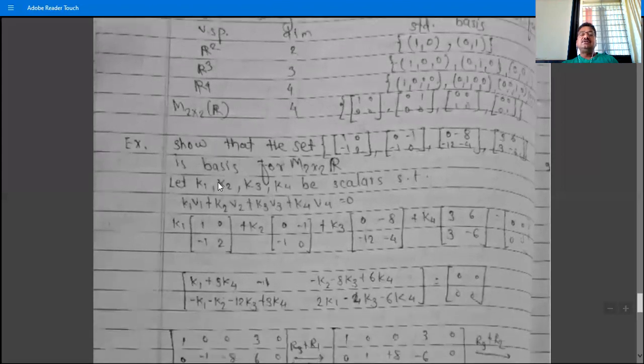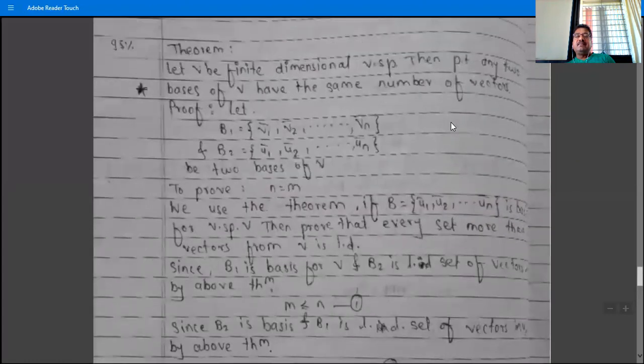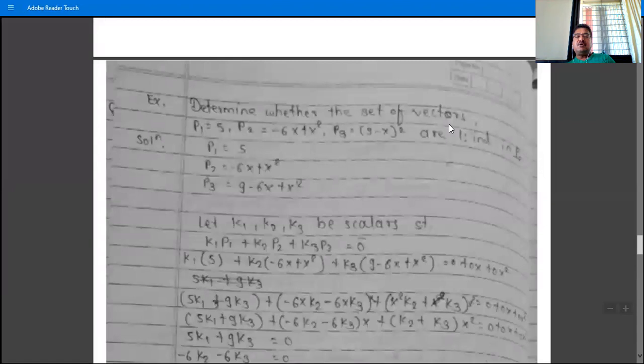In this fashion we could write Pn(x) or Pn, the set of all polynomials of degree less than or equal to n. It is a vector space, and its dimension is n plus 1. The dimension of P2 is 3, the dimension of P3 is 4, and in that way the dimension of Pn is n plus 1. Its standard basis is {1, x, x square, ..., x raised to n}, which are the n plus 1 elements. We know that this set spans Pn(x), so it is the standard basis for Pn(x), and the dimension of Pn(x) is n plus 1.